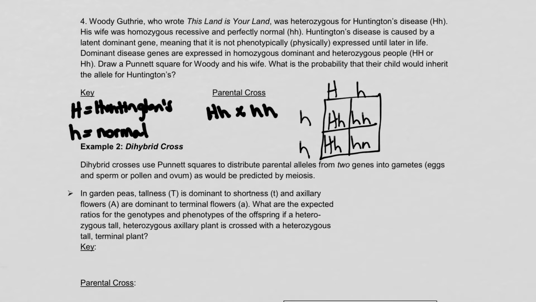All right, so 50%, because here and here we've got the allele for Huntington's. So the probability that the child would inherit the allele for Huntington's is 50%.